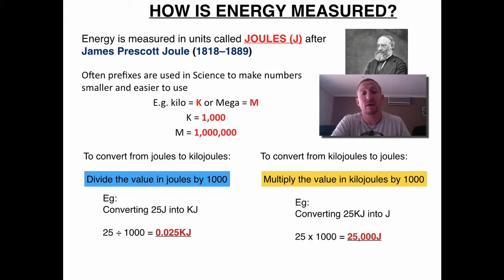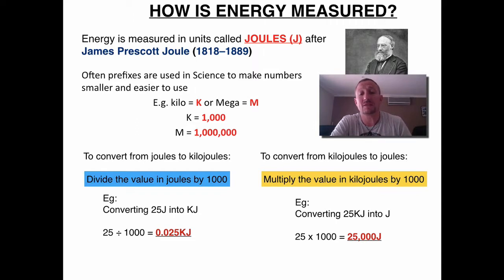So let's take our same example here, where we've got 25 kilojoules and we want to know how many joules there are in there. So it's 25 times 1,000 gives us 25,000 joules. Okay, so again, you can put that into your calculator: 25, hit the multiply sign, and then 1,000, hit the equals, and you'll get 25,000. Or you can do it in your head.